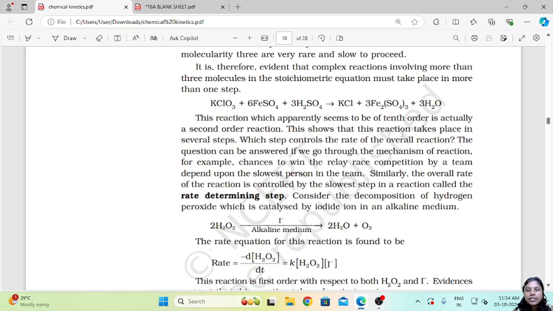Now this shows that this reaction can take place in several steps. If you look at this reaction and add up the powers of each of these, it seems to be a 10th order reaction, but it is actually a second order reaction. If it is a second order reaction, it means several steps are taking place, out of which maybe only one step is of importance to us and the rest aren't. So which step controls the rate of the overall reaction? The question can be answered if we go through the mechanism of the reaction.